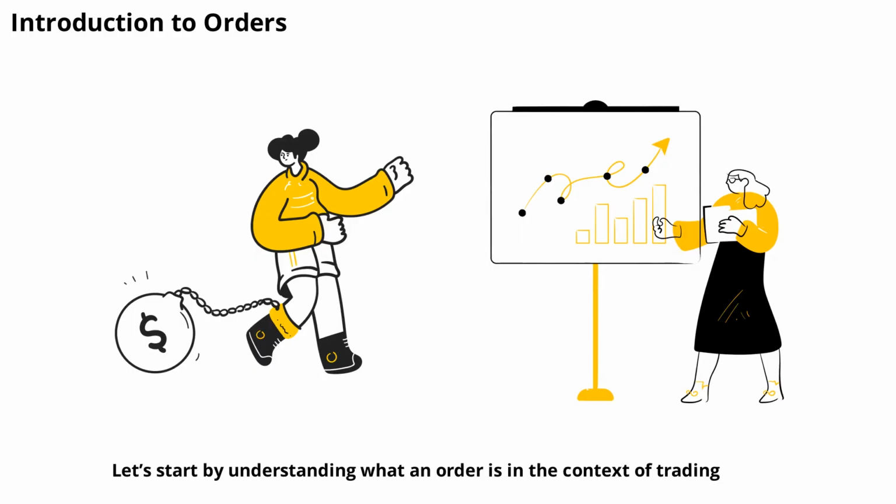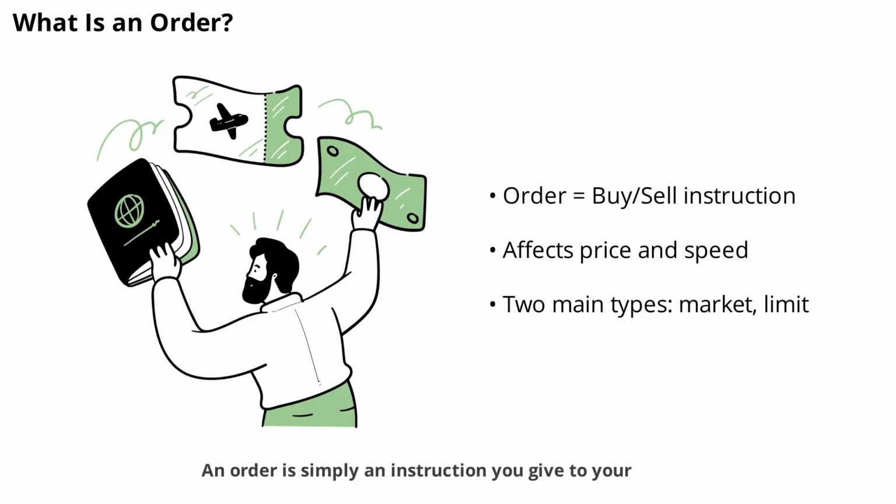Let's start by understanding what an order is in the context of trading. An order is simply an instruction you give to your broker or trading platform to buy or sell a security. Orders are the foundation of all trading activity, and they come in various forms. The two most popular are market orders and limit orders. Each type serves a different purpose and can affect the price you pay or receive, as well as how quickly your trade is executed. Let's dive deeper into the first type, the market order.